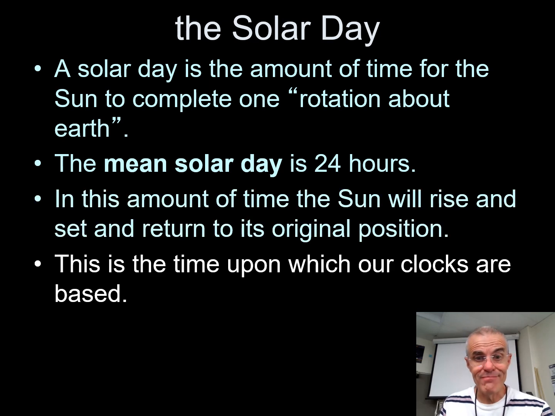That's the time. Our clocks are based on the sun. If we had clocks based on the stars, it would be a little bit different, 4 minutes difference in what a day would be.